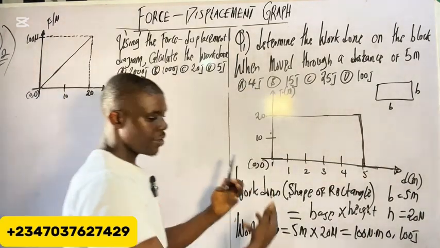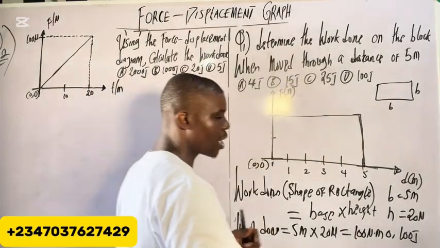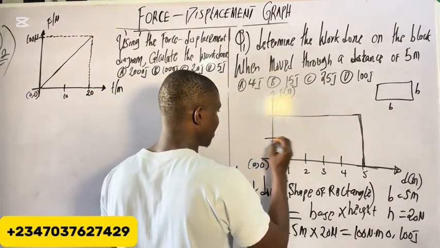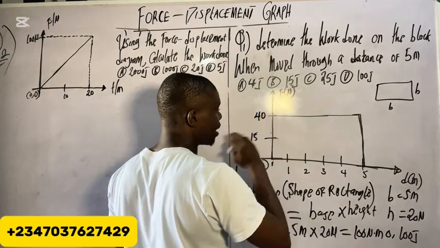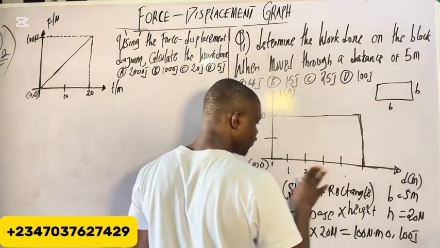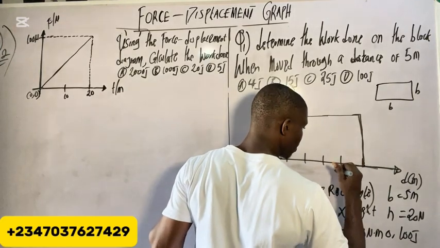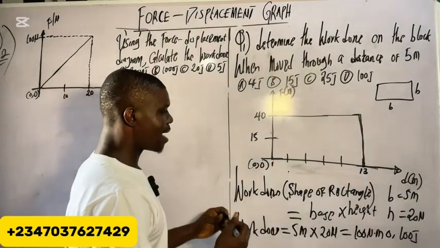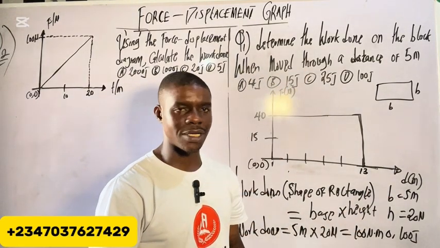Now let me rearrange this stuff here. Let us say I want to change it so that you can do it for me. Let us say it is 15. Here we have 40. Let's say it's 40, and from here to here, let us say we have 13. So go ahead and calculate the work done. Go ahead, leave your answer in the comment section.